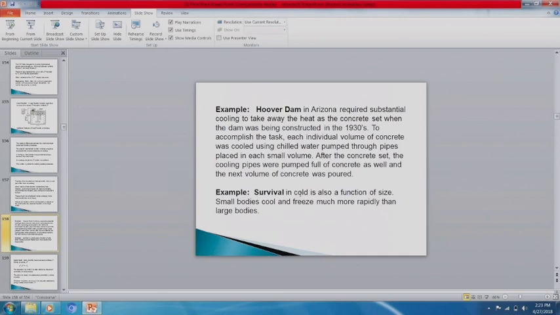Survival in the winter in the cold is also a function of size. Small bodies will cool and freeze much more rapidly than large bodies, right? Standard trick the Eskimos would do is if they were caught outside in a blizzard, they would kill a walrus, cut it open, and crawl inside.